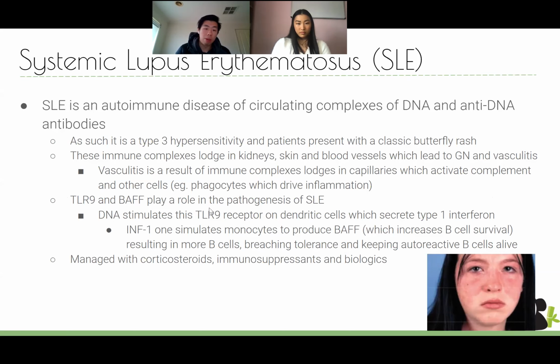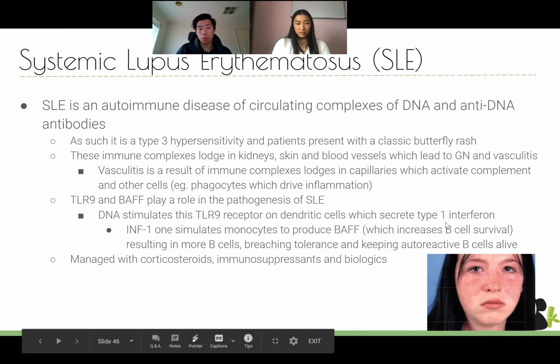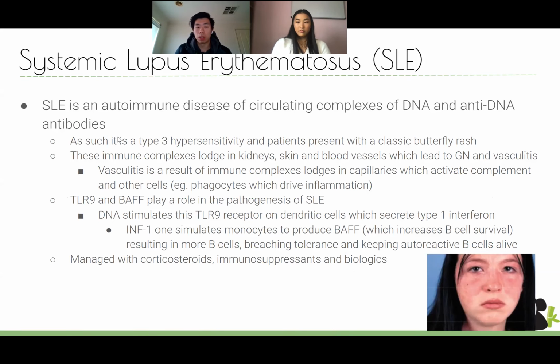TLR9 and BAFF play a role in the pathogenesis of SLE, as you can have a read there. I don't think it's all that critical. And this is managed with corticosteroids, immunosuppressants, and biologics. But frankly, the most important thing to notice is a type 3 hypersensitivity reaction with a classic butterfly rash. That's how you know it's SLE.